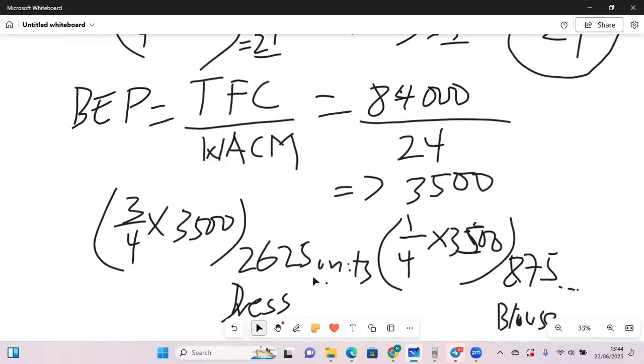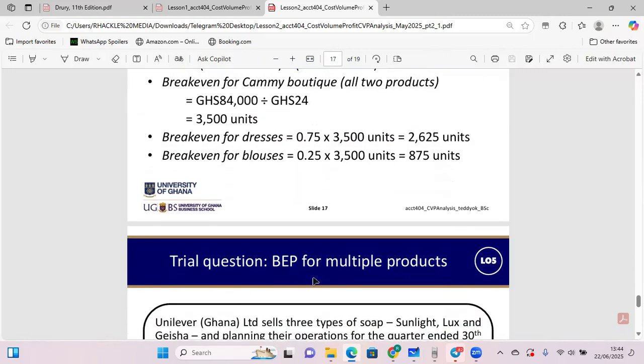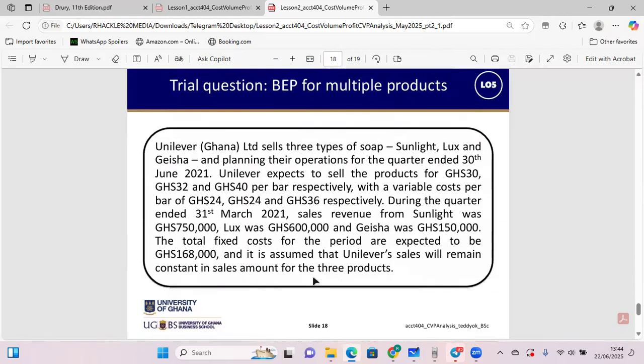Now, I can give this question to you as an assignment. You can do it and then send it to my DM. This is easy. Here, let me explain this next question, and then we solve one and close for today.